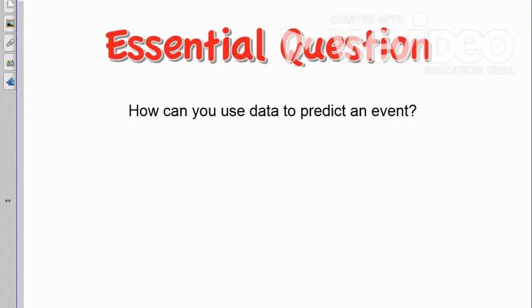So today is going to be just getting used to it. It's not going to be a lot of in-depth material. It's just going to be getting used to knowing what you need to know about how to graph a scatter plot and use a line of best fit. So our essential question is, how can you use data to predict an event?